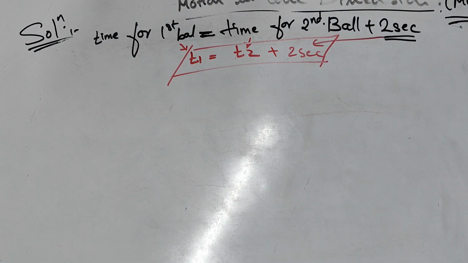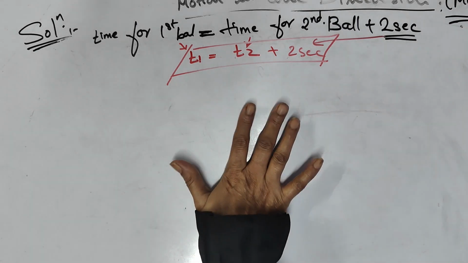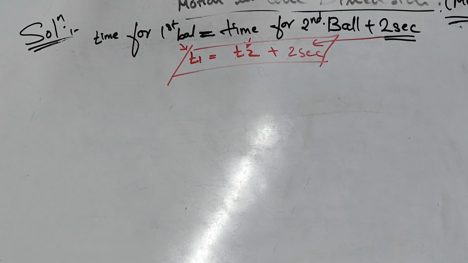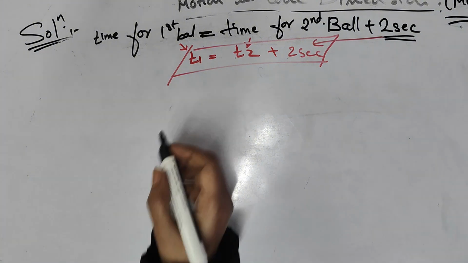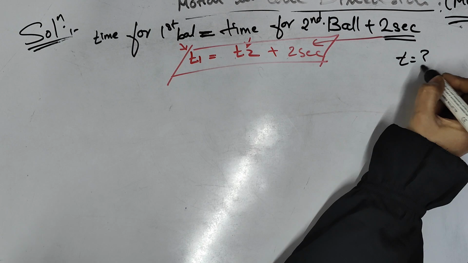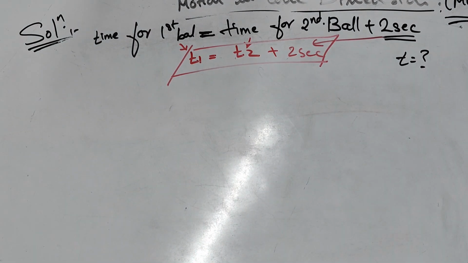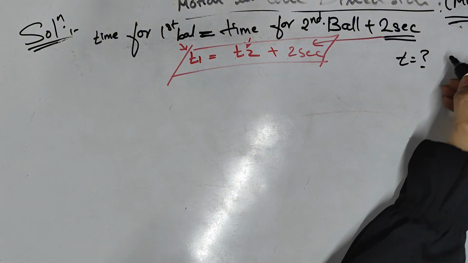Okay, this is our equation on which we will now work. So let's find the time in terms of initial velocity. How do we get time t in a kinematic equation?